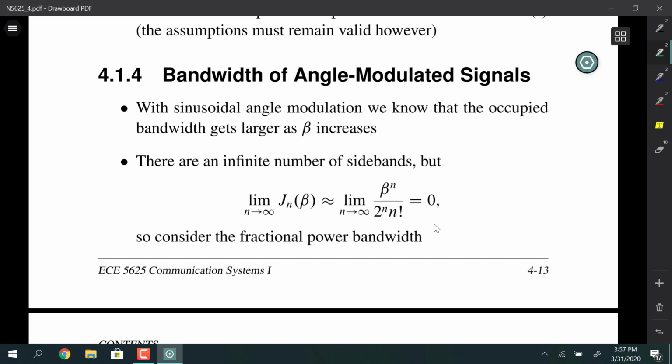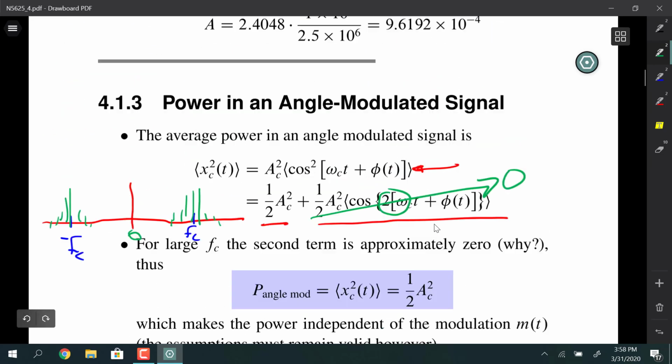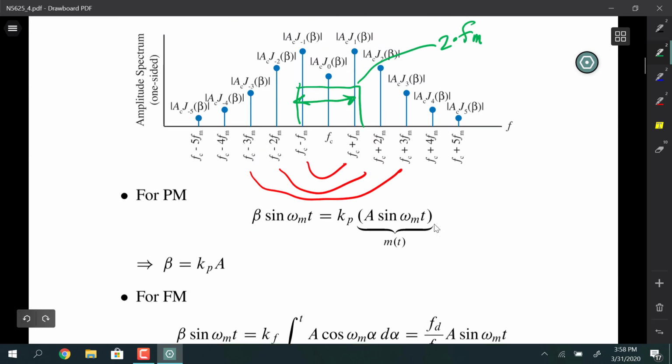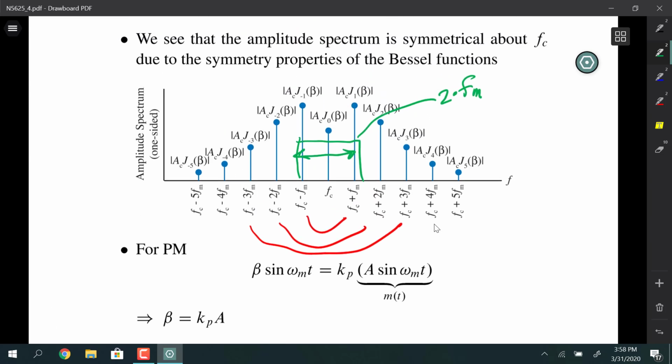So now we're going to move on. We know what the spectrum looks like for a sinusoidal angle modulation. Now we want to discuss what the bandwidth occupied is and some approximations for what's called the fractional bandwidth. Right now we know from these pictures, let's just go back up here to this one.